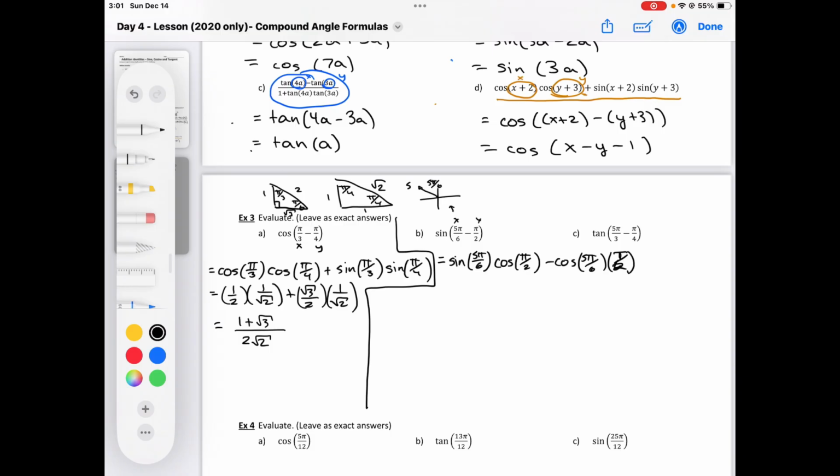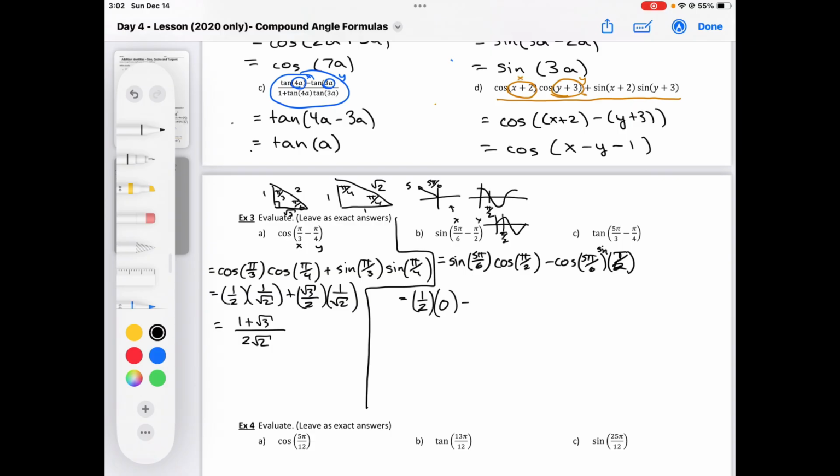Pi over 2 is one of those special angles. Oh, I've got to put sine in there. And so I'm going to be using my cosine graph and my sine graph to figure out those values. This is pi over 2, and then this is pi over 2 here, or you can use the unit circle. So sine of 5 pi over 6, I go to my special triangle. This is 1 over 2. Sine is positive in the second quadrant, so it is positive 1 over 2. Cos of pi over 2 is 0.